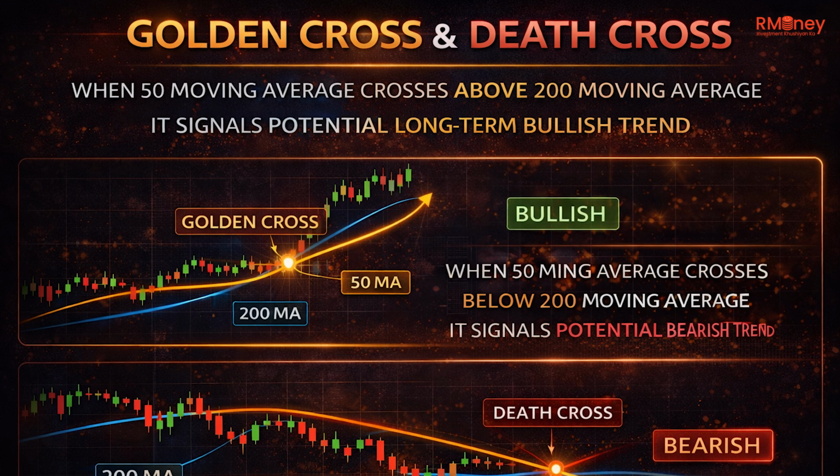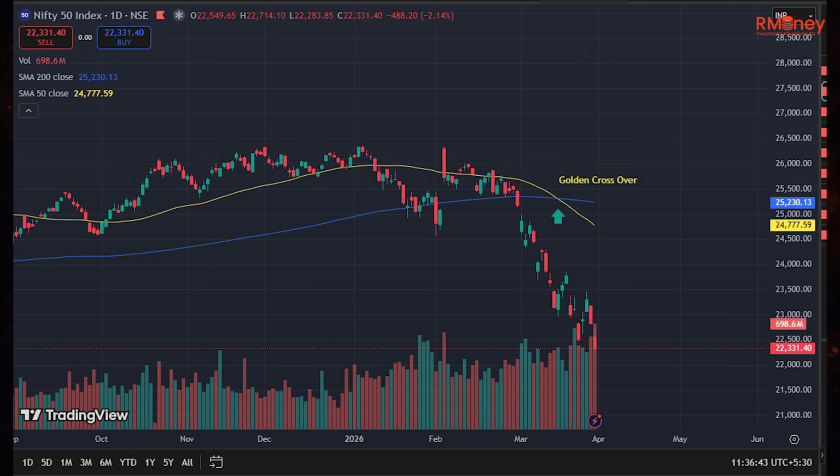And then comes the golden cross. This is something every trader should know. When the 50-day moving average crosses above the 200-day moving average, it signals a potential long-term bullish trend. And when the 50-day moving average crosses below the 200-day moving average, it signals a potential bearish trend.